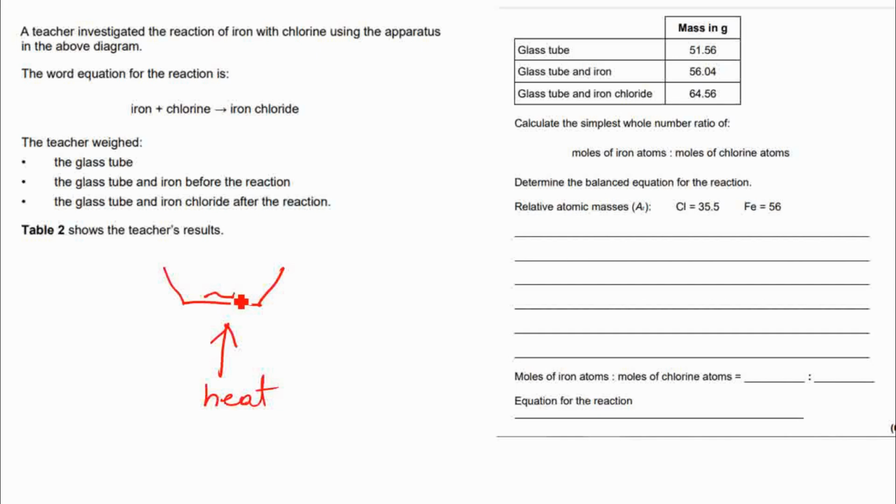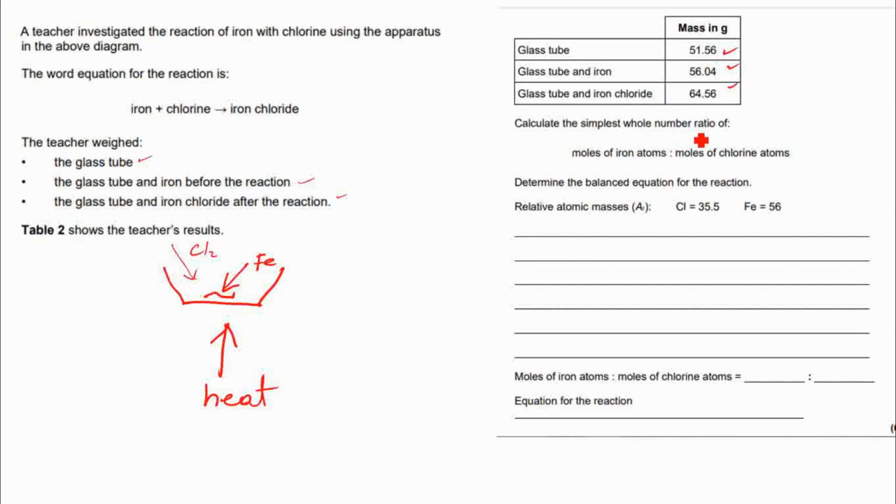You have a strip of iron there. And what they're doing, they're weighing the glass tube before and after the reaction, reacting with chlorine as well. They're passing chlorine through it. So here are the results, and this is a 6-mark question. This is the glass tube and the iron, the glass tube and the iron chloride.